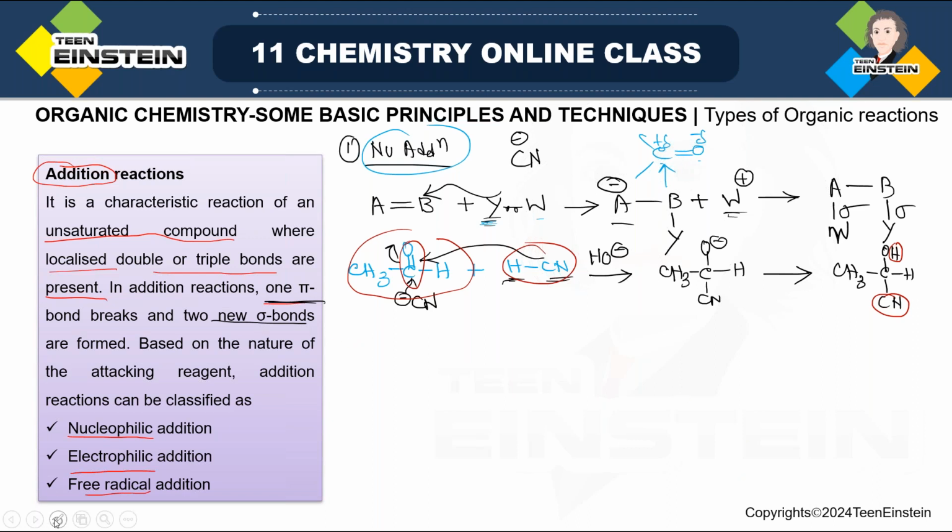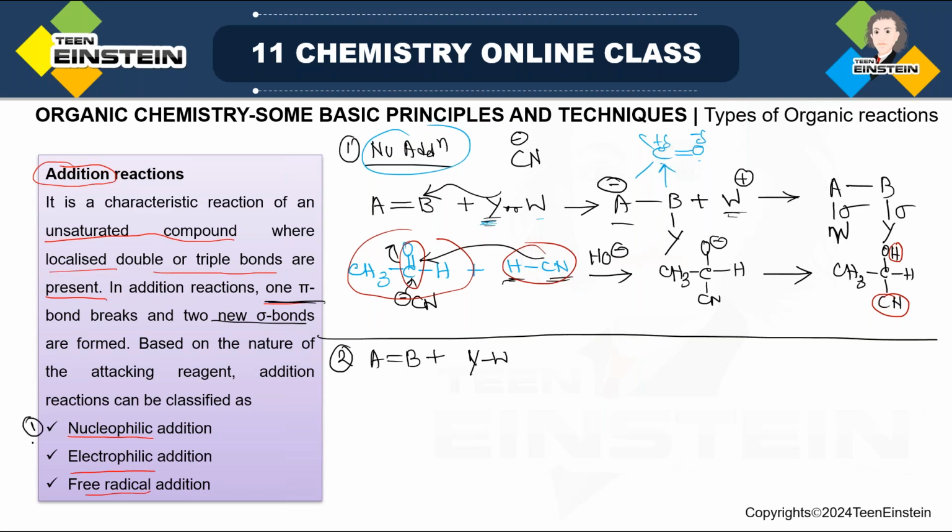Next, we will see electrophilic addition. So this is number one. What about number two? In electrophilic addition, the same type of general way we can draw it: Y, W. Now, from the reagent we will get the electrophile because it is electrophilic addition. This is number one, this is number two. In number two, the reagent will be the electrophile.